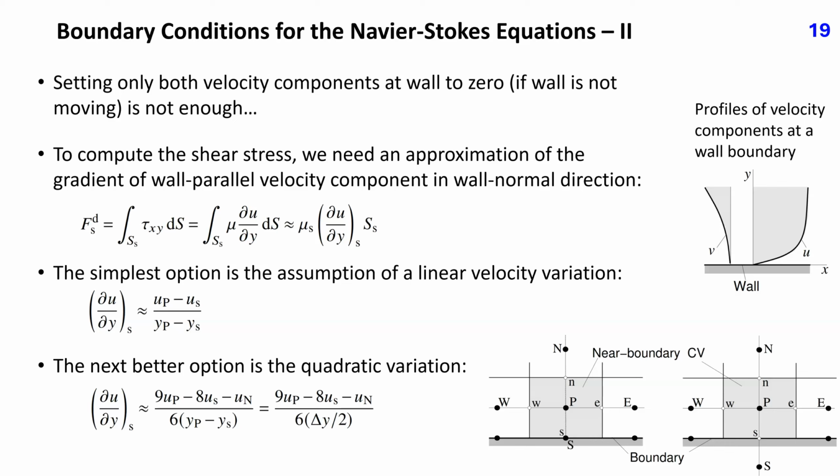The simplest option is the assumption of a linear velocity variation, resulting in this approximation. Velocity at cell center minus velocity at wall divided by a distance. This is the case immediately at wall boundary in turbulent flows, but not in laminar flows. The next better option is the assumption of a quadratic variation, which leads to this approximation.